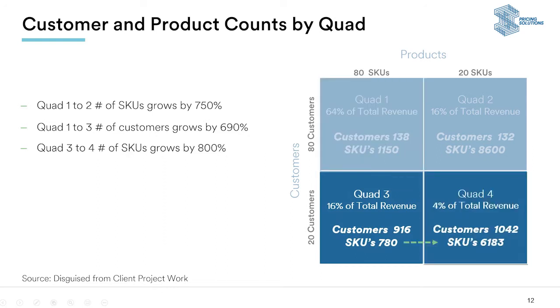And then let's go from quad 3 to quad 4. And the number of SKUs has grown from 780 to 6,183 by 800%. So we see complexity growing dramatically as we move from quad 1 to quad 2, to quad 3, to quad 4. Tons of complexity, way more SKUs, way more customers. Are we getting rewarded for that complexity? Are we getting price? Are we getting margin? Not just price, because cost to serve, right? The waterfall.